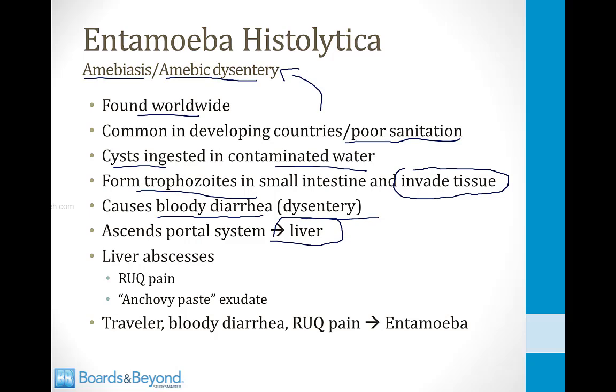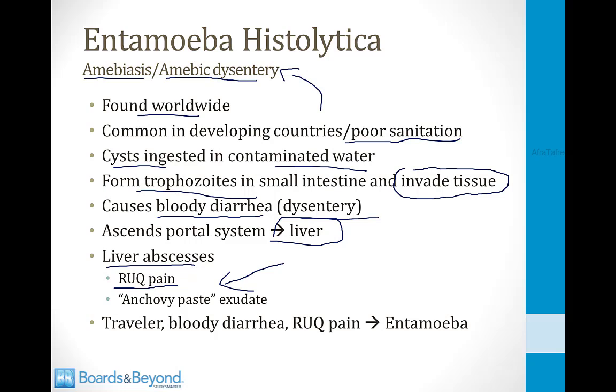In particular, people get abscesses in the liver, so they will complain of right upper quadrant pain, and a classic finding at surgery is to see anchovy paste exudate. So these abscesses will be full of necrotic tissue that's got this red-yellow color to it, and it's classically described as looking like anchovy paste. I've never used anchovy paste for cooking, but if you do, this is what it looks like.